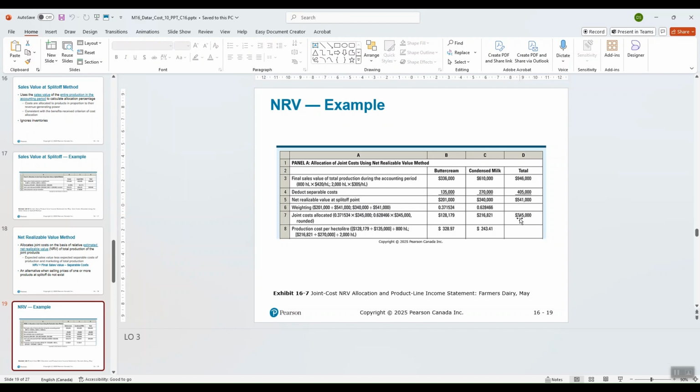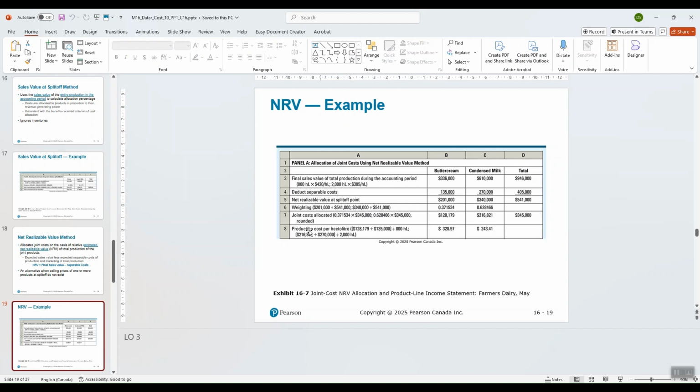Now we can say, okay, well, we have this 345,000 as a joint cost. How do we allocate? We take that amount, multiply by these ratios, and that gives me the joint cost that I allocated. And then obviously now this is joint cost, this is separate, and then we will calculate the gross margin if you need to calculate the gross margin.